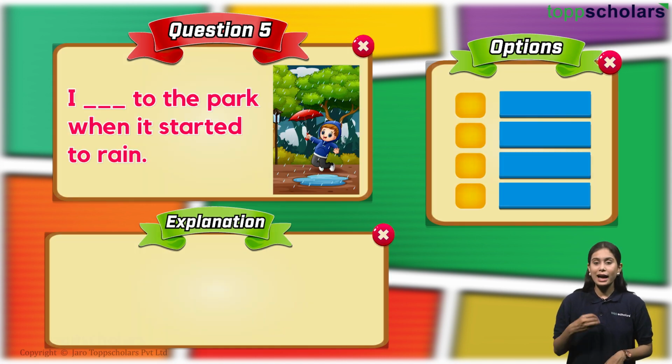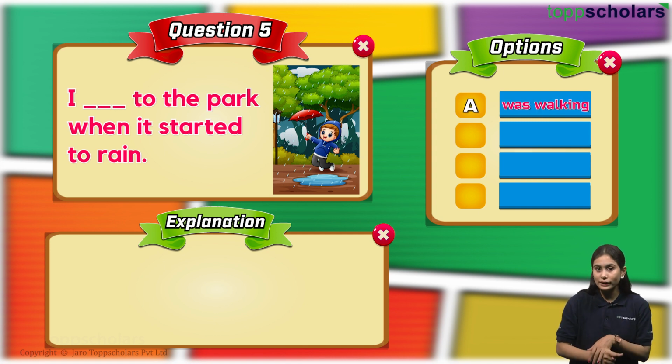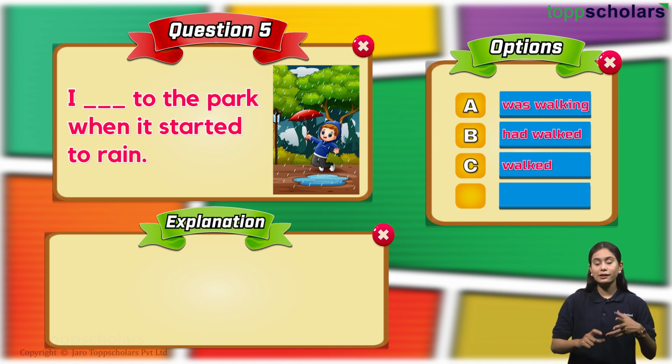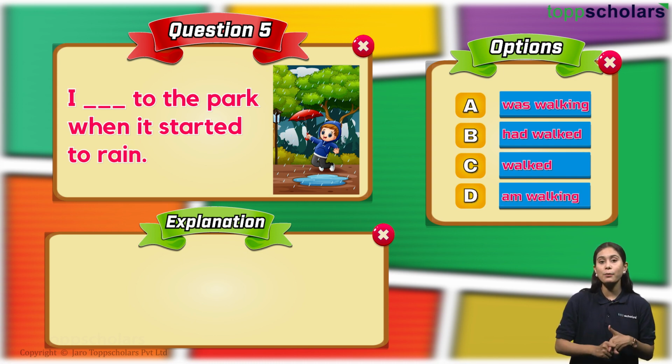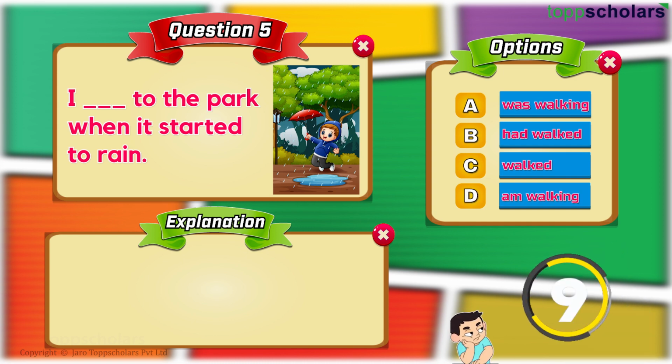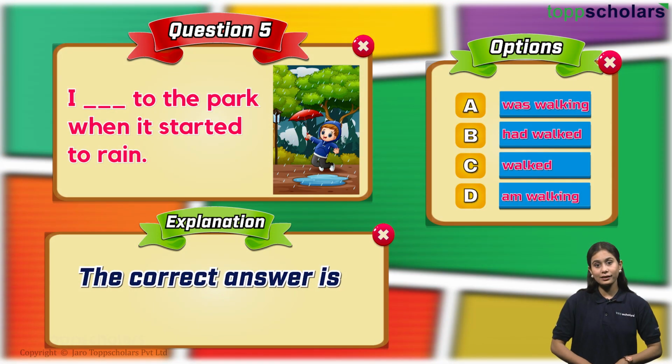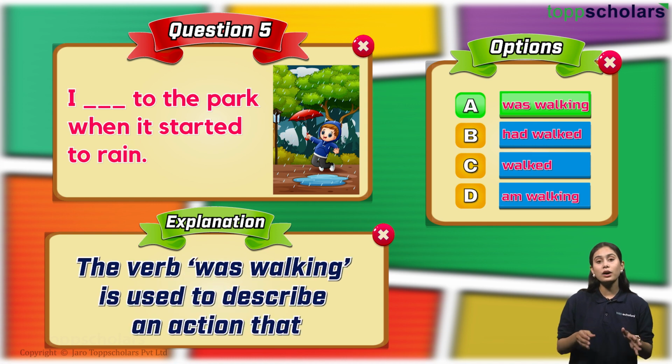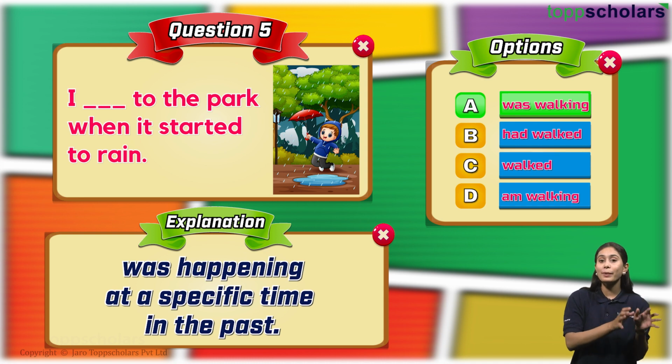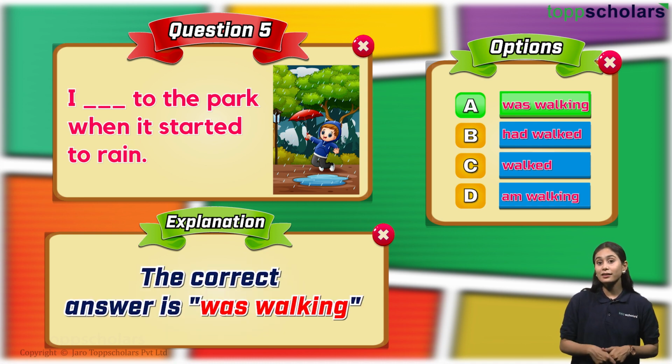Question 5. I dashed to the park when it started to rain. Option A was walking, B had walked, C walked, and D am walking. The correct answer is was walking. The verb was walking is used to describe an action that was happening at a specific time in the past. The correct answer is therefore was walking.